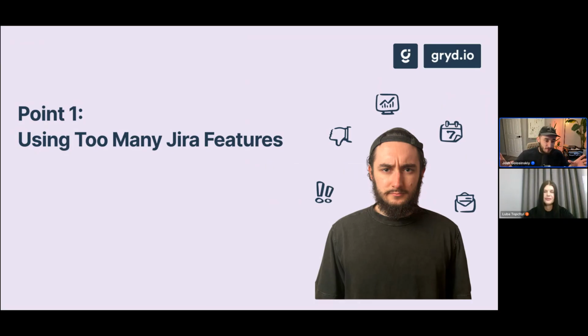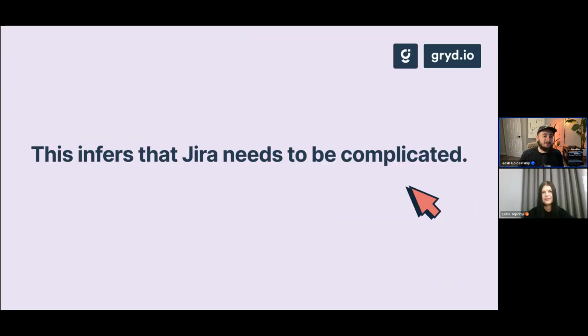And I've seen this a whole bunch. Like everyone says, oh, Jira is so powerful. You can do so much with it. There's so much you should be utilizing it. There's so many features that you're not using today that you should be using. And I actually don't like to think of it that way. The reason I don't like that is because it infers that Jira needs to be complicated. And that is just simply not true. Jira does not need to be complicated.